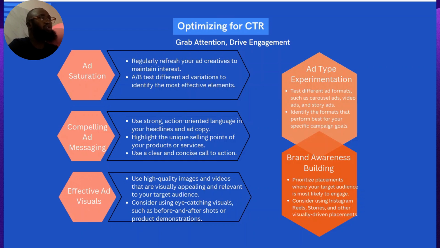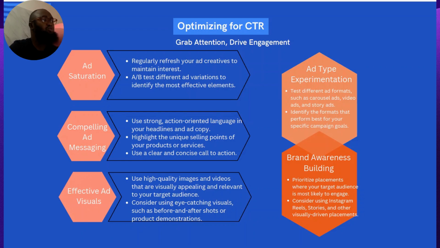You can be using video, graphics, or whatever. If the messaging is not good enough, nobody's gonna click. So that is why you need to use strong action-oriented language, something that actually resonates with your target audience, the kind of headline, the ad copy. You also need to highlight the unique selling points, how your product actually solves their problem, how it addresses their pain points. And you also need to use clear and concise call to actions to drive this result. So basically, that is how to actually optimize your click-through rate.